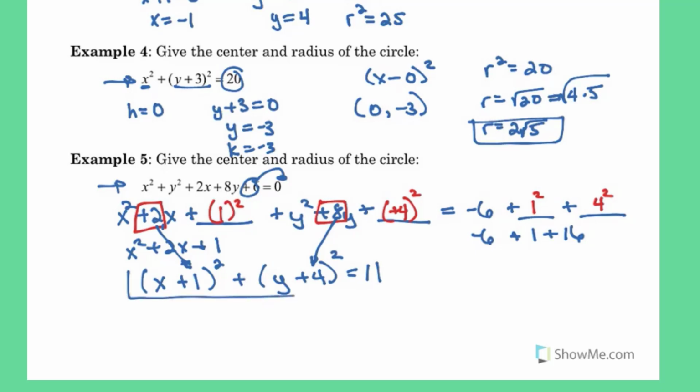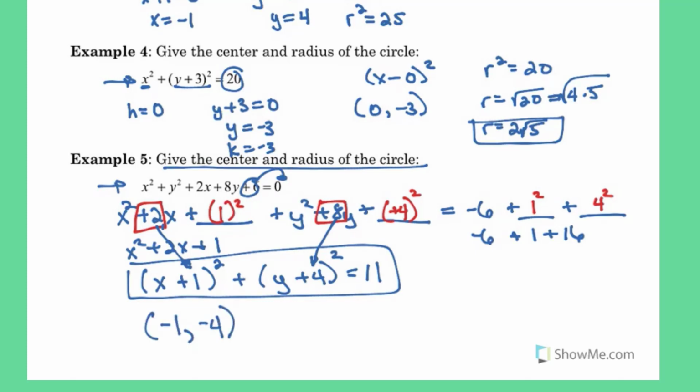So now that's in standard form, but I haven't answered the question. Give the center and the radius. So my center is negative 1, negative 4. Remember, it's going to be just the opposite. And my radius is going to be the square root of 11, which I cannot simplify. So again, if it's in standard form, you can just write down the answer. But usually you have to complete the square.